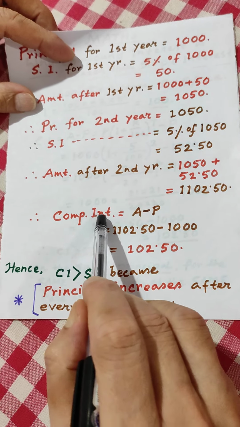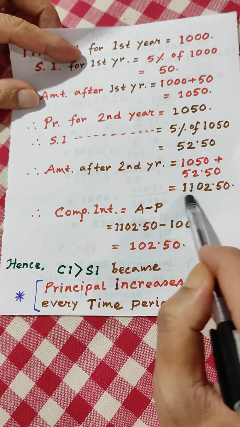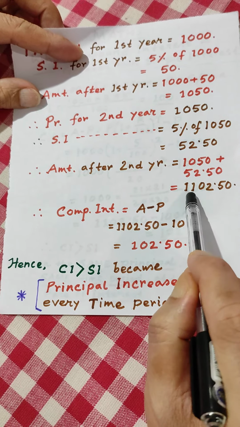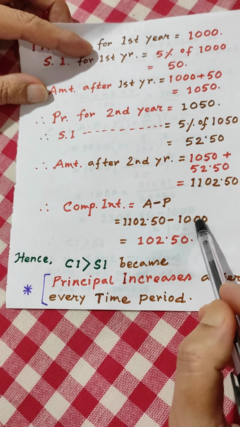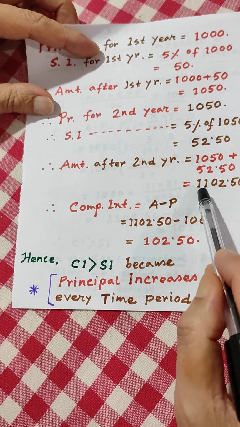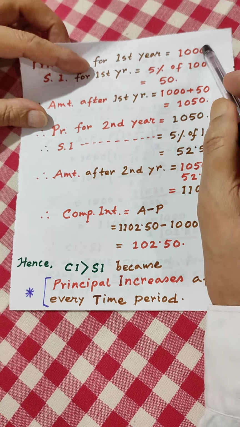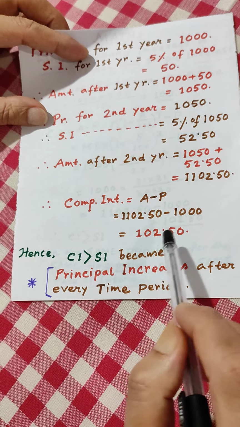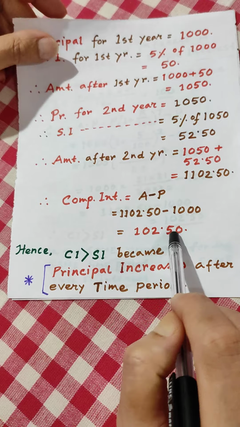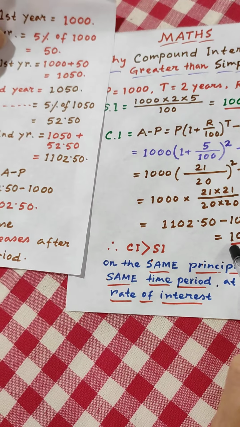Now the compound interest will be amount minus principal. The final amount is what? 1102.50 minus P, the original principal, which is 1000. So the compound interest is this final amount minus the original principal, A minus P. So it comes to 102.50. So this compound interest, 102.50, we did by the statement method, and earlier we did it by the formula method.